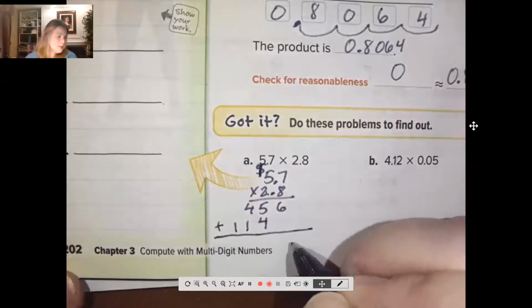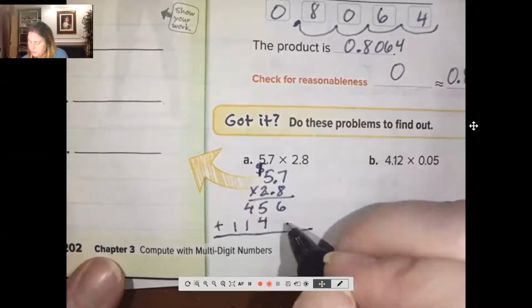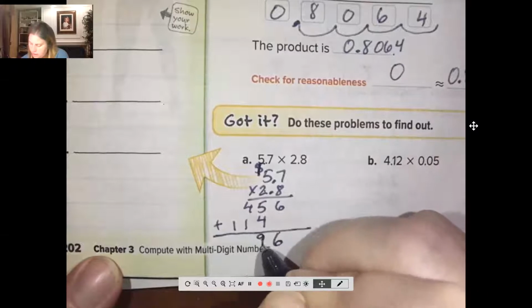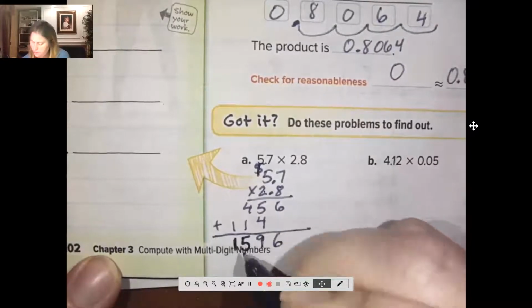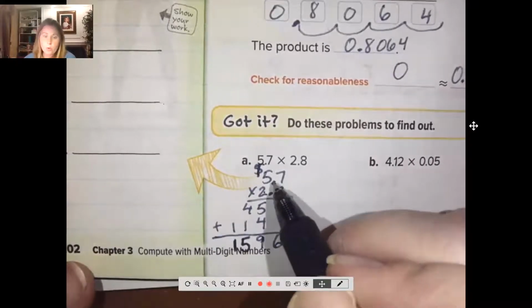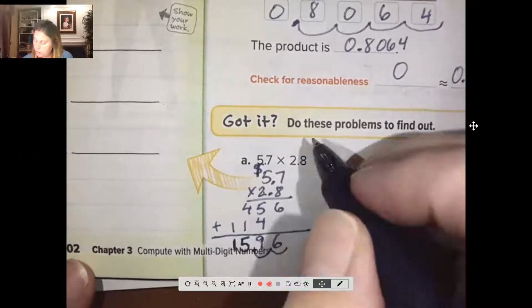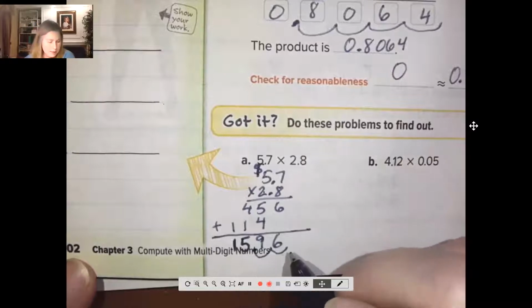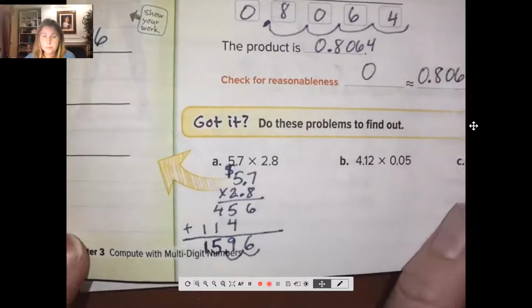We get 6. I don't have my whiteout handy, so I'll just write over the top of this. We have 6, 9, 5, and 1. I was going to white out that little, but it's fine. And then in our problem, we had 1, 2 decimals. So in our answer, we need 1, 2 decimals. So this is 15.96. 15 and 96/100.